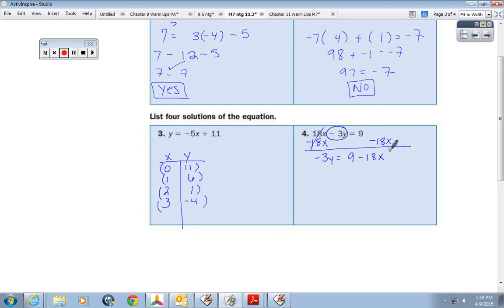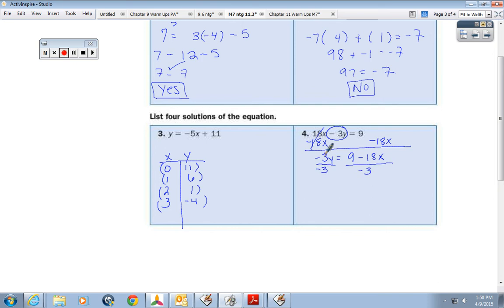What's being done to y? It's being multiplied by what? Negative 3. The opposite of multiplying by negative 3 is dividing by negative 3. Now be careful here. These cancel and I'm left with y equals. But I've got to divide each term by negative 3.